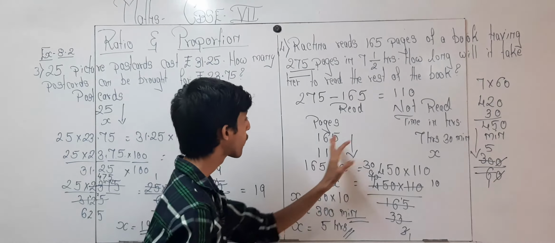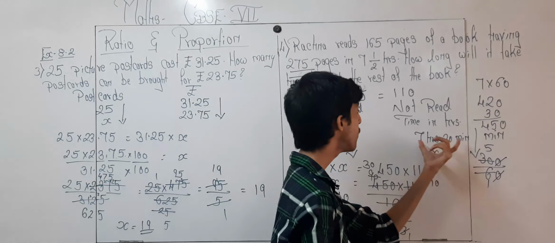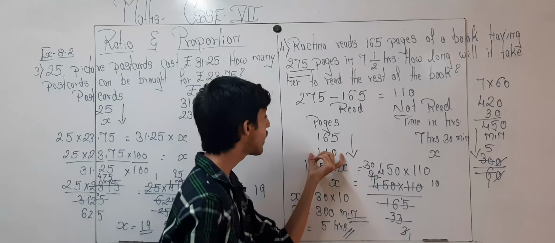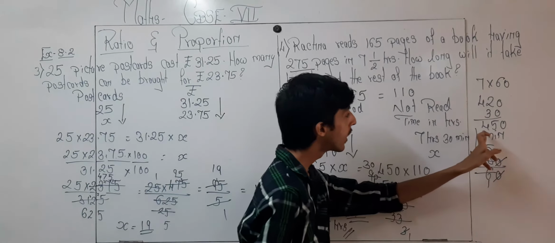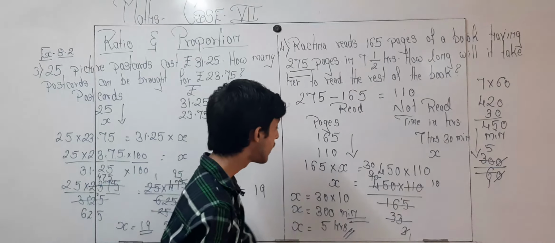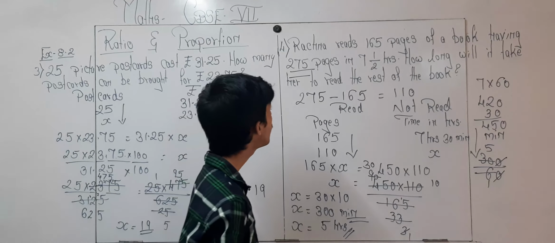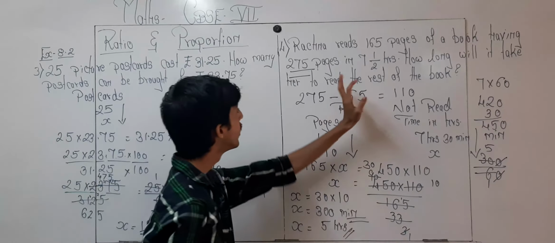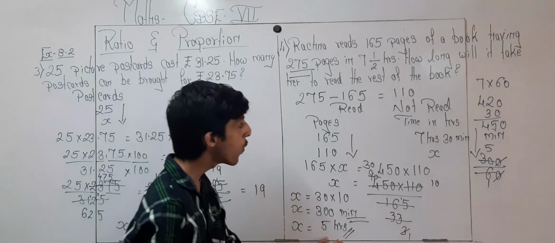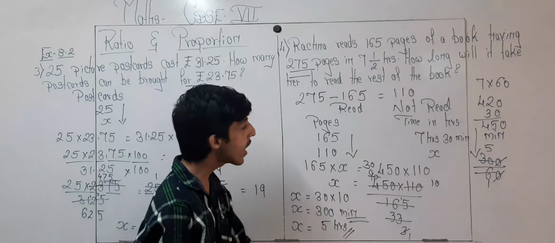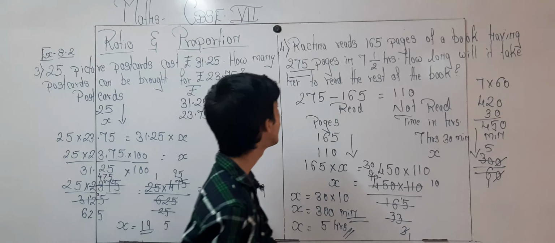Understood? When 165 pages were read by her, she took 7 hours and 30 minutes, which means 7.5 hours. For 110 pages, when the pages decrease, the time taken also decreases, so she took 5 hours. If you want to find the time for all 275 pages, 7 hours plus 5 hours gives 12 hours, and 30 minutes, so she took 12 hours and 30 minutes for 275 pages. Understood? Thank you, students.